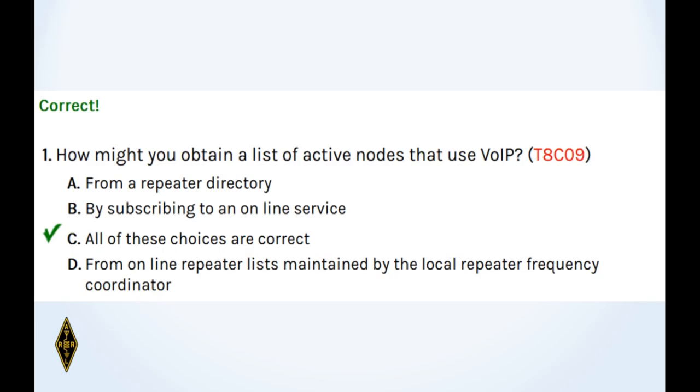Question one is, how might you obtain a list of active nodes that use VOIP? All of the choices are possible: from a repeater directory, by subscribing to an online service, or from online repeater lists maintained by the local repeater coordinator. So all of those. 1C.